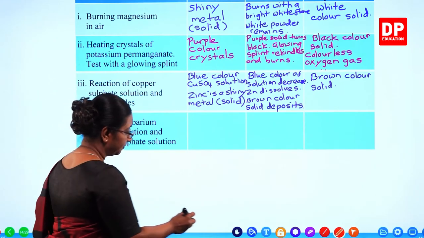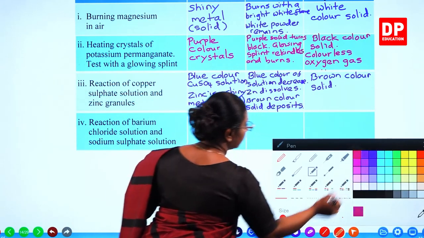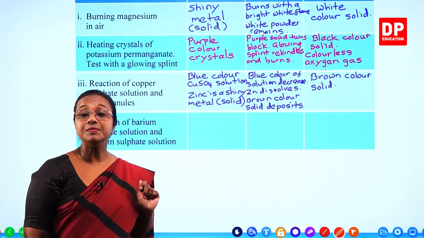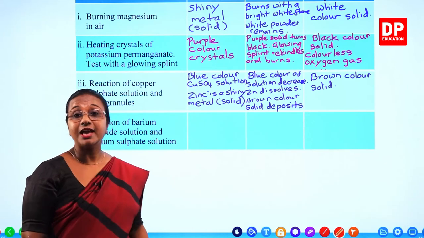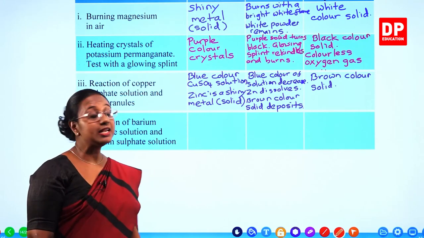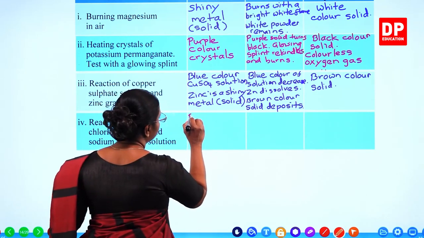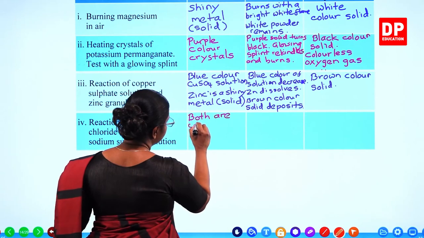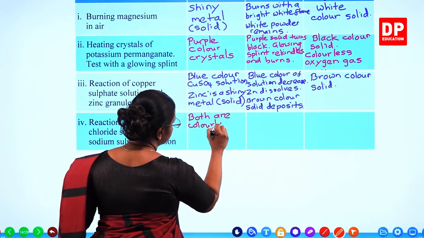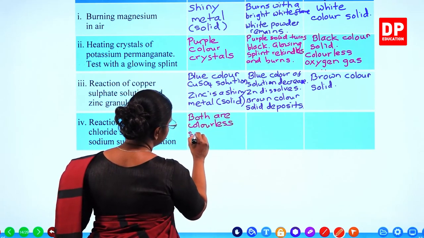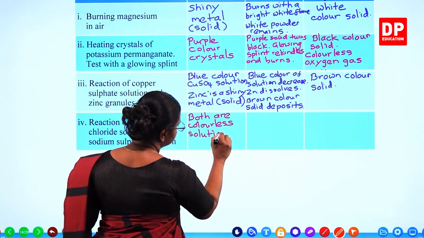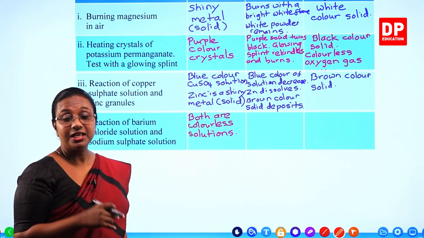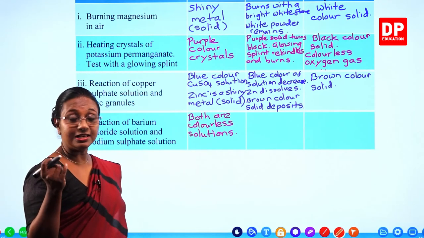Then the last one. Reaction of barium chloride solution and sodium sulfate solution. How are the reactants? Both are colorless solutions. Then during the reaction, what do you see? The formation of a white color precipitate.